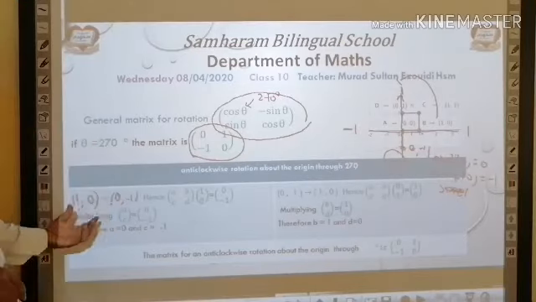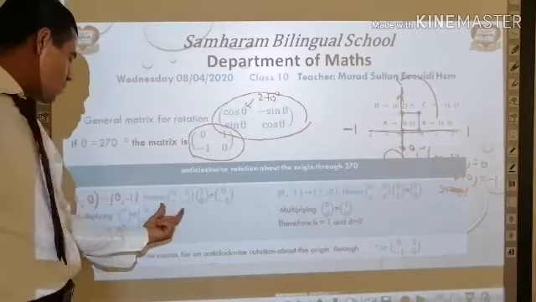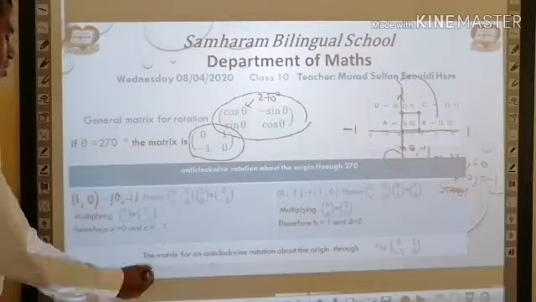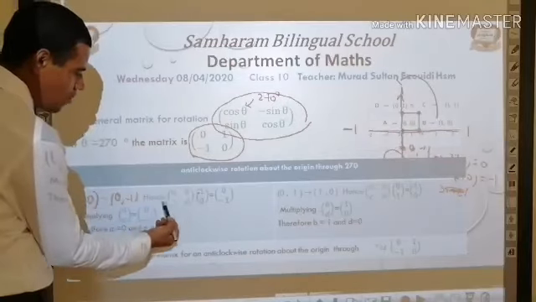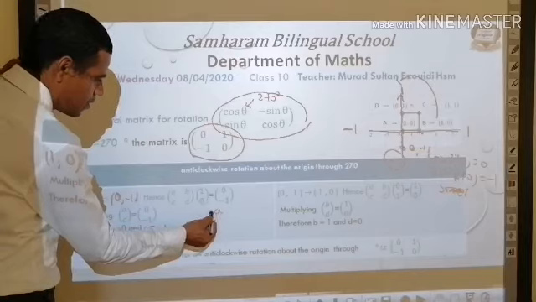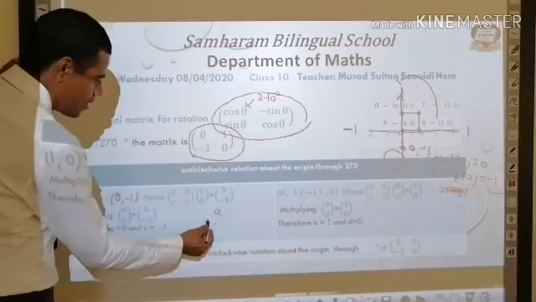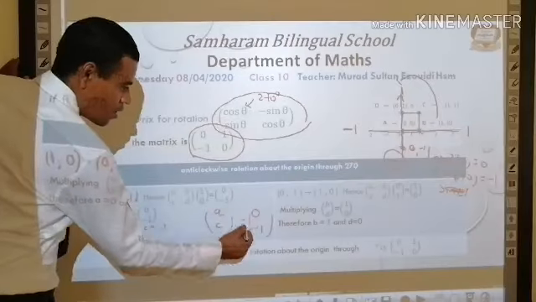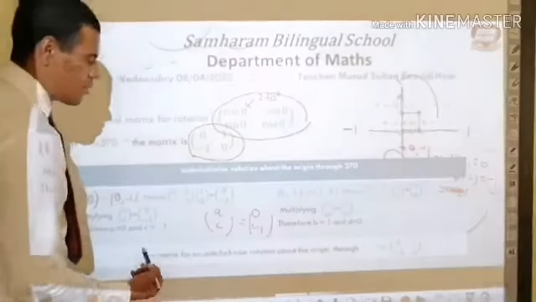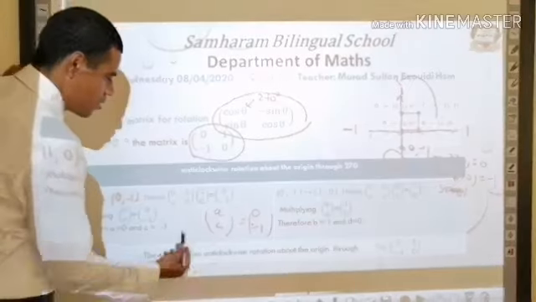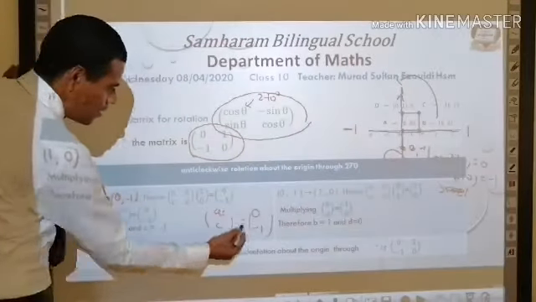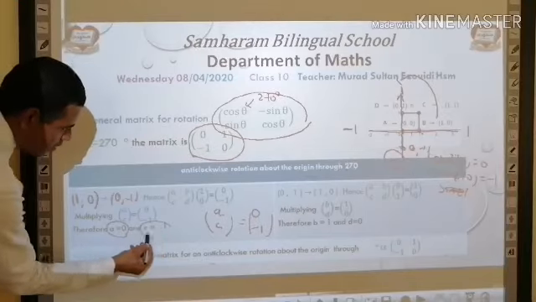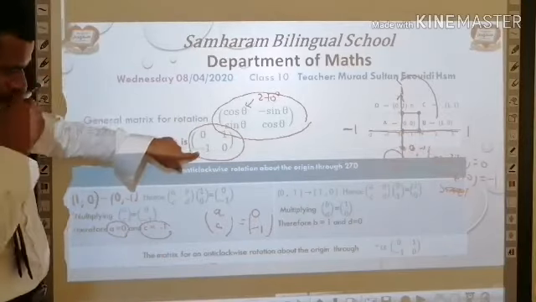So the matrix that transforms this point to its image, I will write the relationship between them. A multiplied by 1 is A, then C multiplied by 1 is C, equal to (0, negative 1). These two matrices are equal and have the same order, so A equals 0 and C equals negative 1. That's why here we write 0, negative 1. Okay, for the next one.